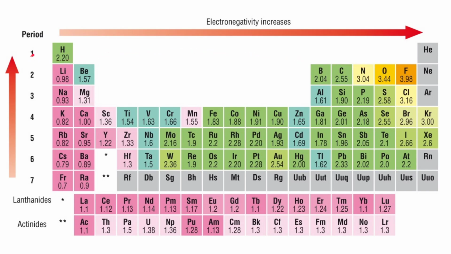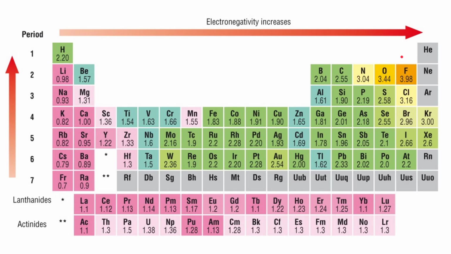And it also increases going along the table. So as you see here, it starts with 0.82 for potassium, and it just increases all the way along. A little bit of deviations. We're not going to worry about the deviations too much, but as you can see, it just increases as it goes along, particularly up here. 2.04 going to 3.04, 3.44, and the strongest electronegative element is fluorine.